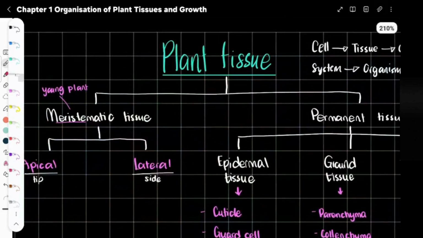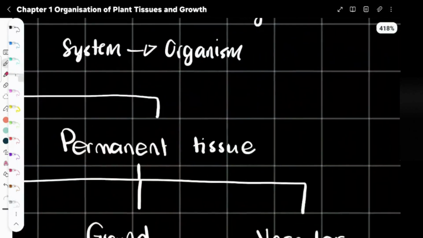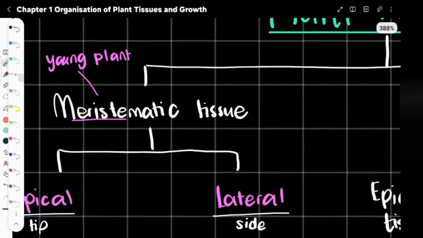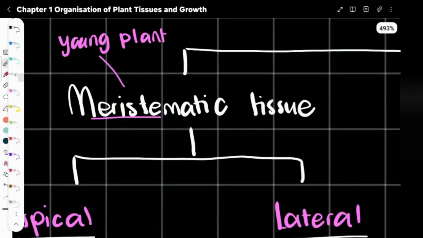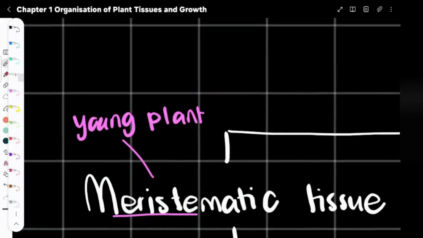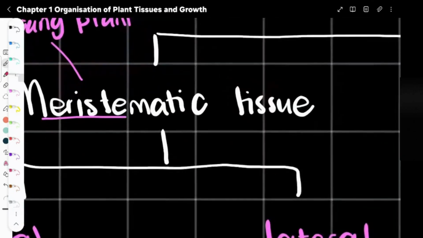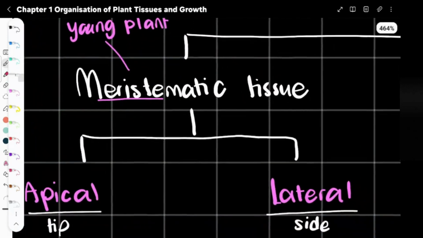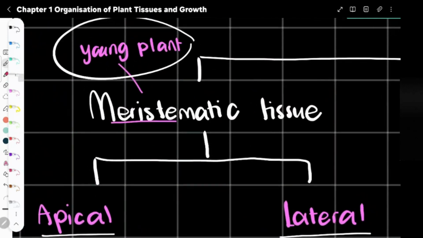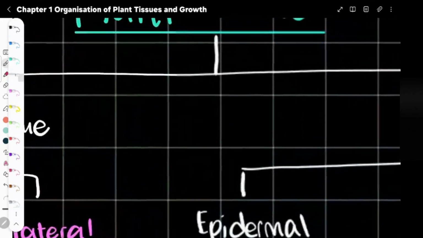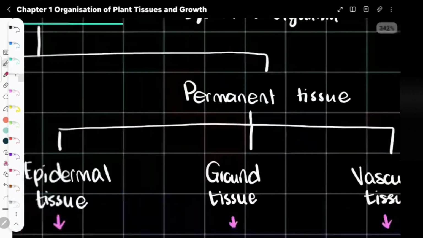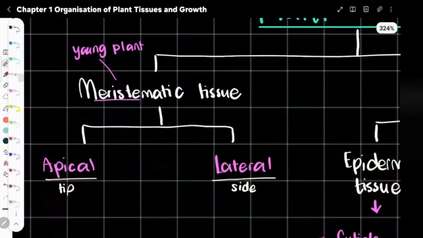Plant tissue is separated into two: meristematic tissue and also permanent tissue. All you need to know is that meristematic tissue is for young plants. That's the meaning, young plant. Meanwhile, permanent tissue is permanent, common sense, right? And meristematic tissue is split into two, apical and lateral.